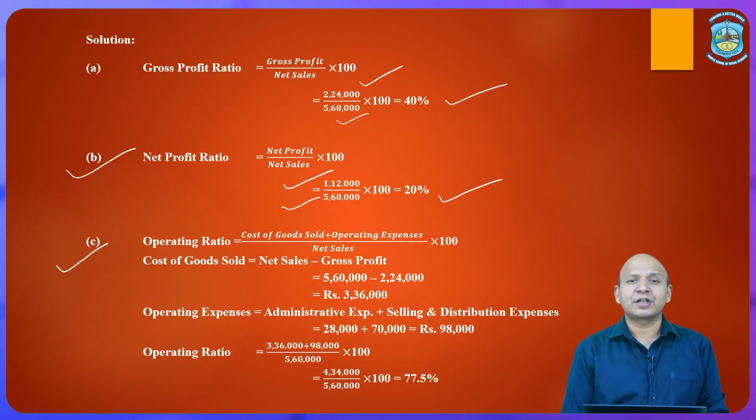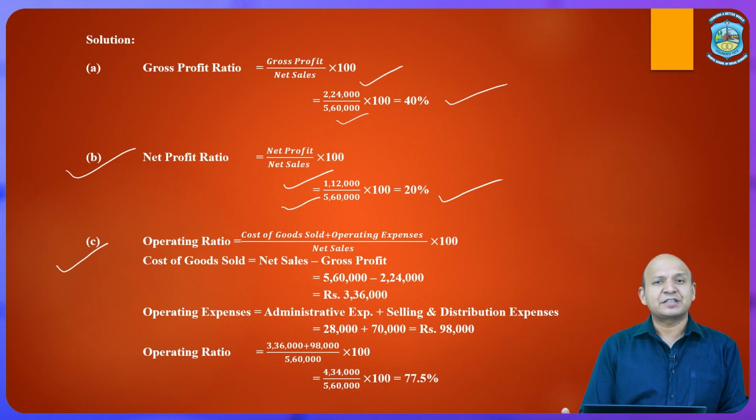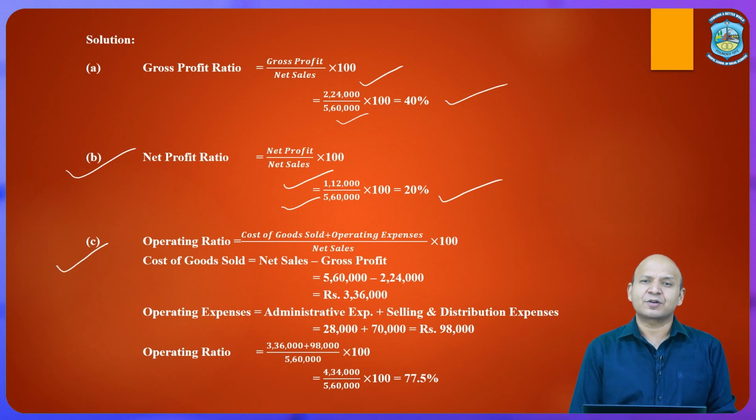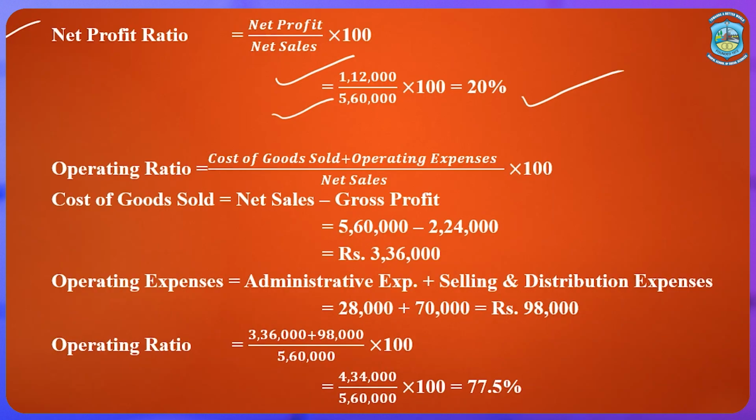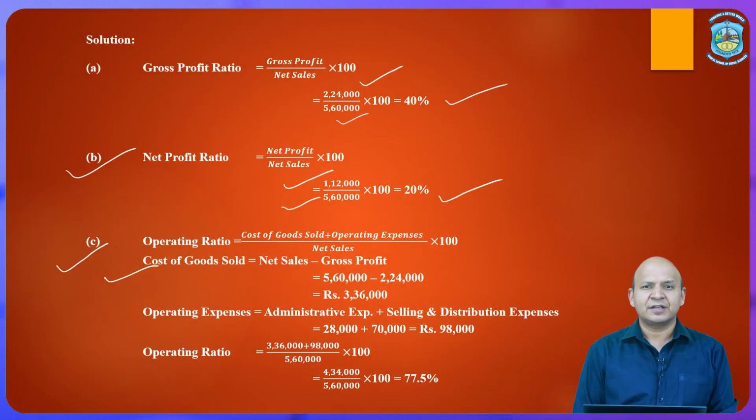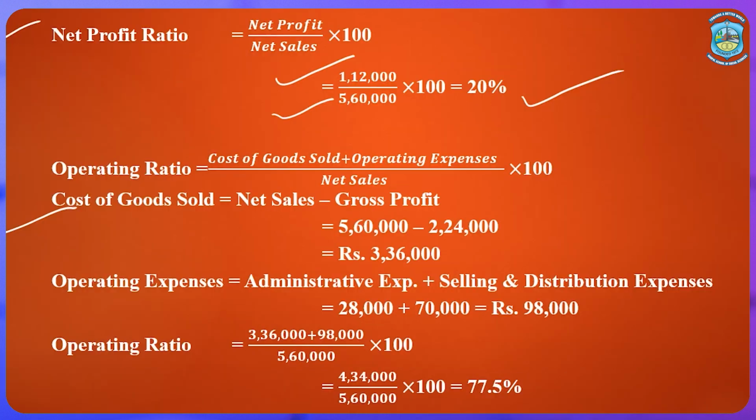Then comes computation of operating ratio. The basic formula of operating ratio is operating cost divided by net sales multiplied by 100, wherein operating cost is equal to cost of goods sold plus operating expenses. So, first of all, we will calculate the amount of cost of goods sold by applying a simple formula, that is net sales minus gross profit. So, in this question they have given us net sales, they have given us gross profit. So, 5,60,000 minus 2,24,000, the amount of cost of goods sold is rupees 3,36,000.